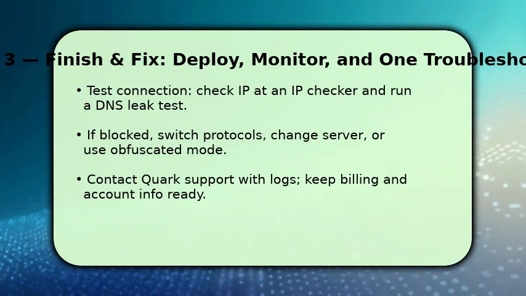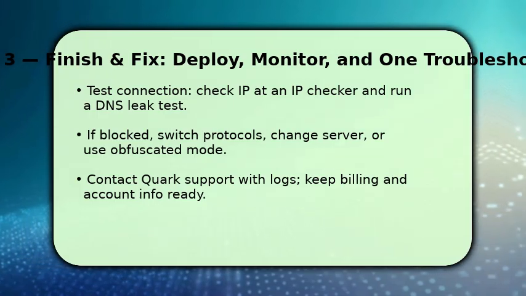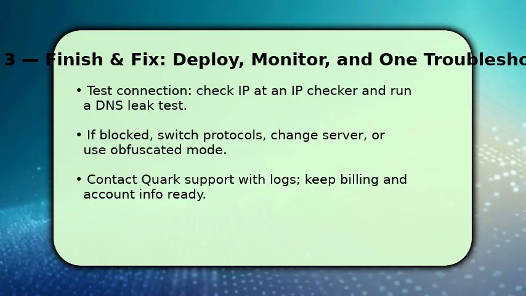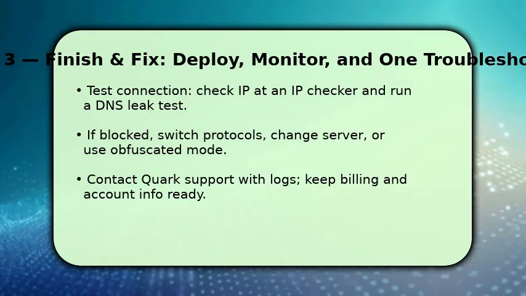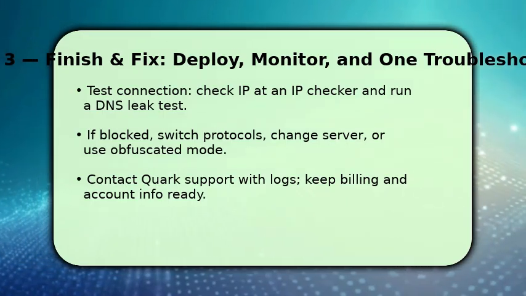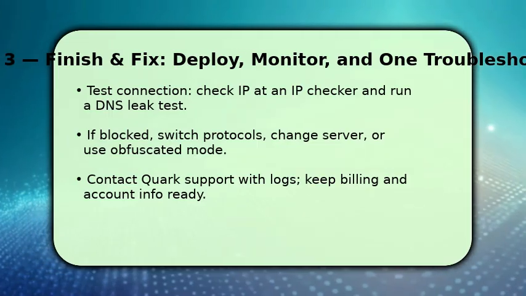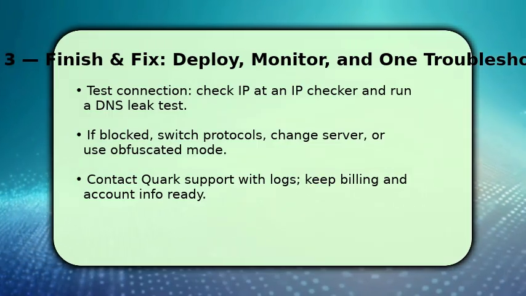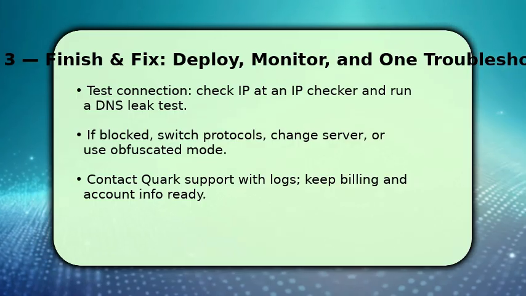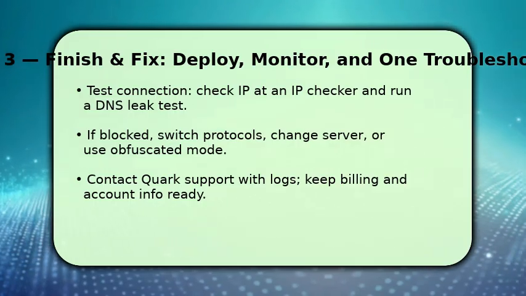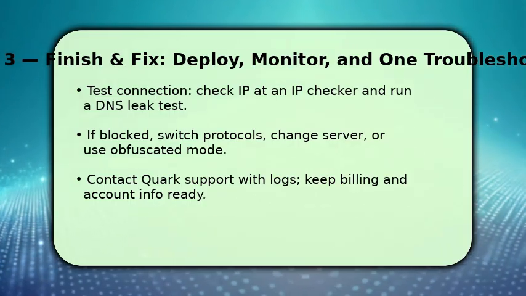If something fails, switch protocols or try a different server. Sometimes congestion causes issues. Use obfuscated mode if connections are blocked by a network or country. That often resolves deep packet inspection problems. If you still have issues, collect app logs and contact Quark support, and make sure your subscription and device time settings are correct.